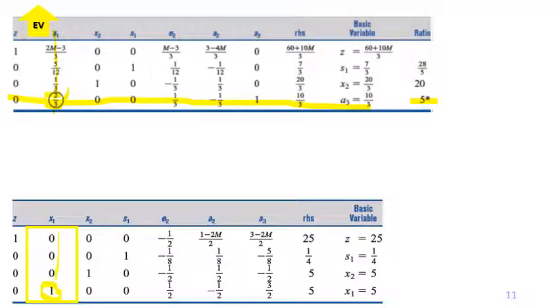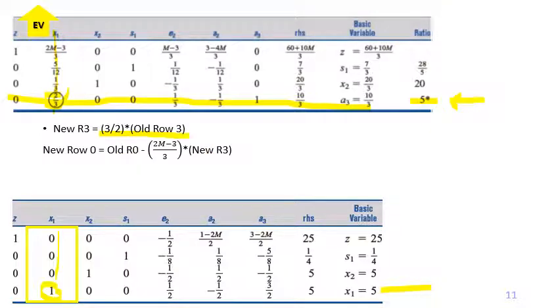So perform ERO. The new row 3 here is 3/2 times the old row 3. Okay, so remember to multiply the entire row 3 by 3/2. And then for the other rows, this is what you need to do. The new row 0 equals the old row 0 minus (2M - 3)/3 times the new row 3.